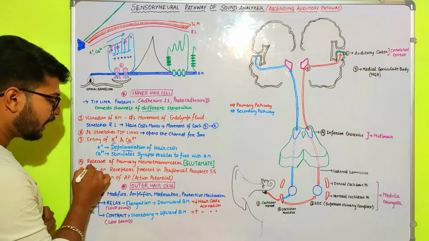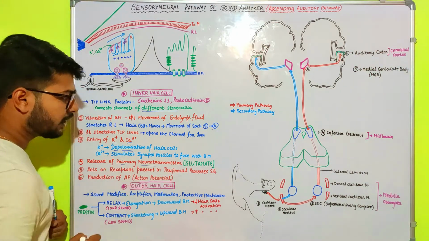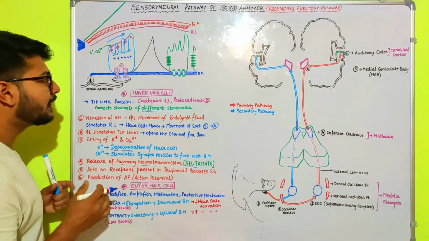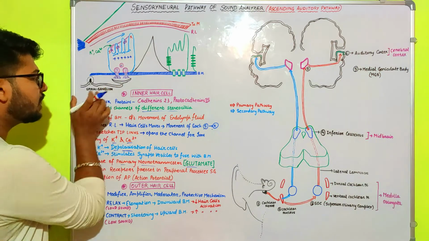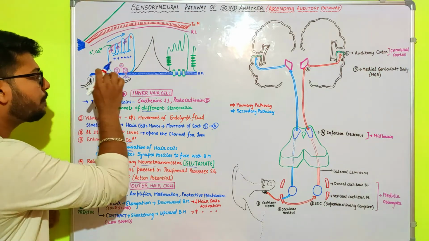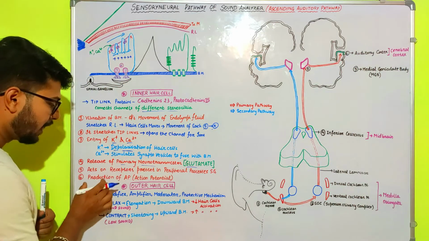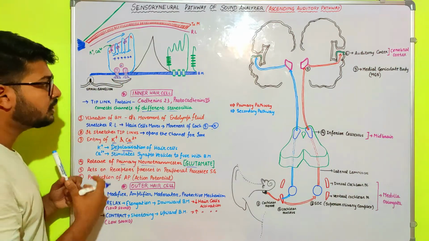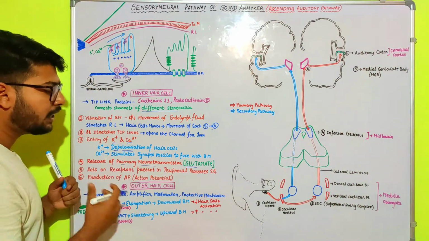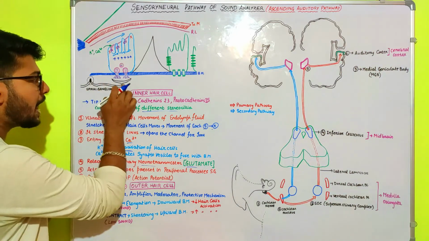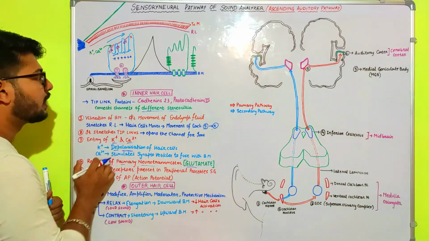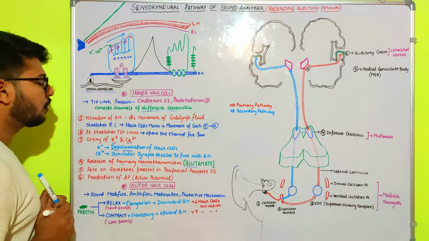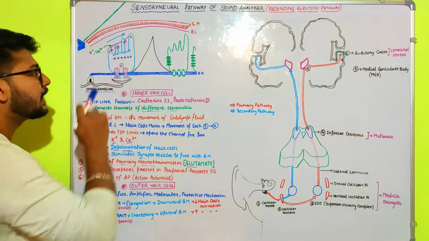So the next process will be, it will release the primary neurotransmitter. What is that? Yes, it is glutamate. The glutamate is going to be released near the receptor of the peripheral process of the spiral ganglion. Then the production of action potential takes place at this reception region. Due to reception of the glutamate, there will be generation of action potential at the peripheral process of this nerve fiber, and the information will be going towards the spiral ganglion. Okay, so this is the function of the inner hair cell.